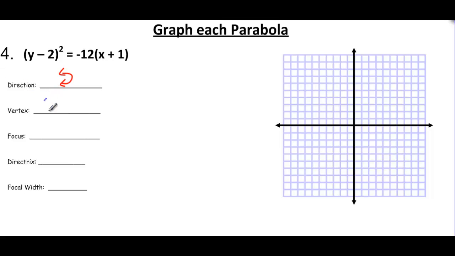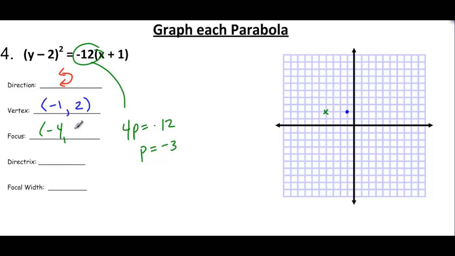If I go for the vertex, it says x plus 1, so I'm going to write a negative 1. Y minus 2, so I'm going to write a positive 2. So negative 1, positive 2. My focus, I know 4p is equal to negative 12, so that means that p equals negative 3. And again, it's negative because I'm going left 3 from my vertex, which puts me at negative 4, comma 2. Now, to get the directrix, I'm going to go right 3.